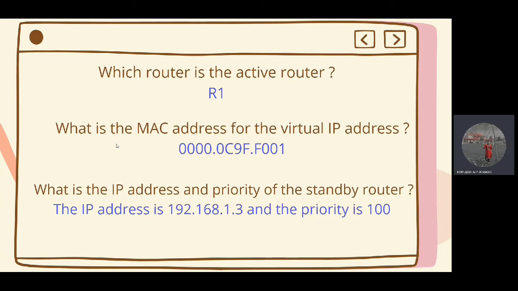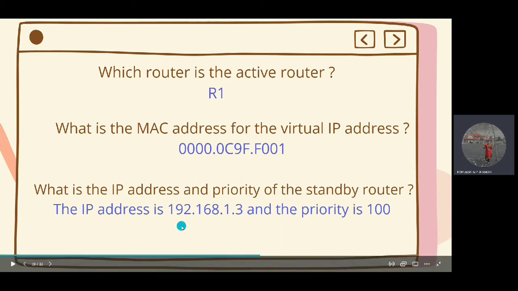Then what is the MAC address for the virtual IP address? The MAC address for the virtual IP address is 0000.0C9F.F001. Then the next question, what is the IP address and priority of the standby router? The answer is the IP address is 192.168.1.3 and the priority is 100.